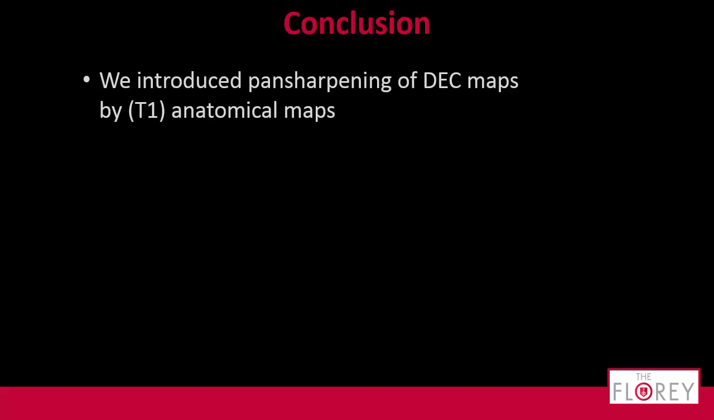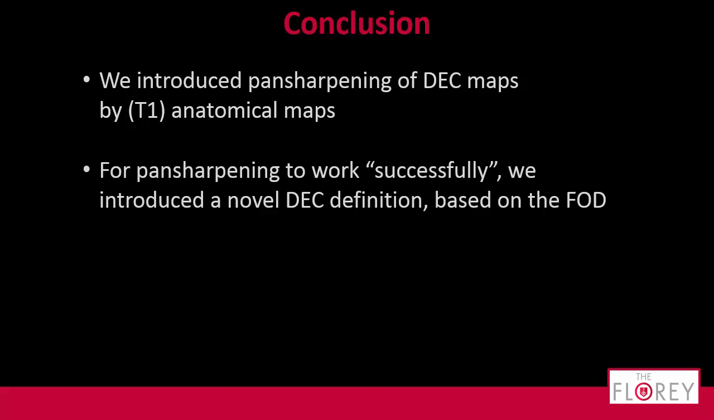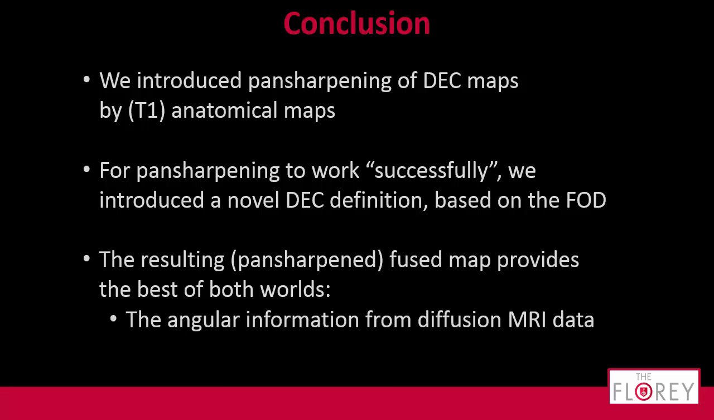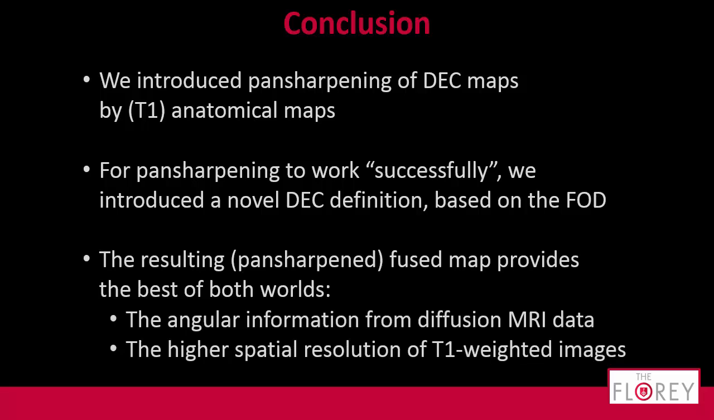Okay, in conclusion, I presented to you pansharpening, and I applied it to DEC maps. And I used the T1 anatomical maps, but I could use something else as well. It's quite interesting maybe for discussion. For this to work successfully, we introduced a novel DEC definition based on the FOD. And the result provides the best of both worlds, I hope. Angular information from diffusion data, higher spatial resolution from T1 weighted images for a nice visualization, nothing more than that.